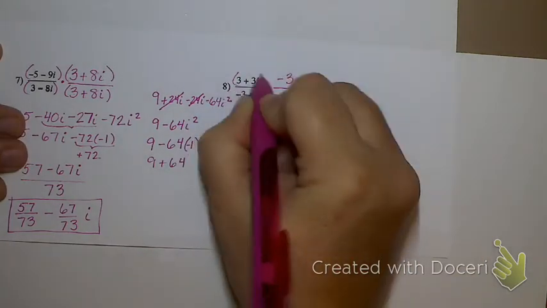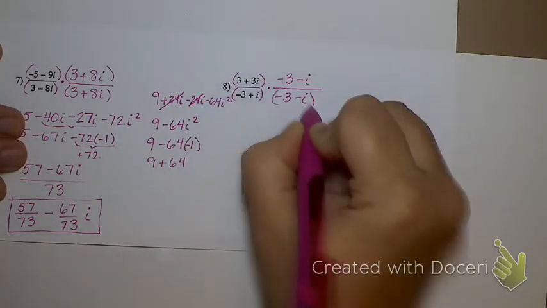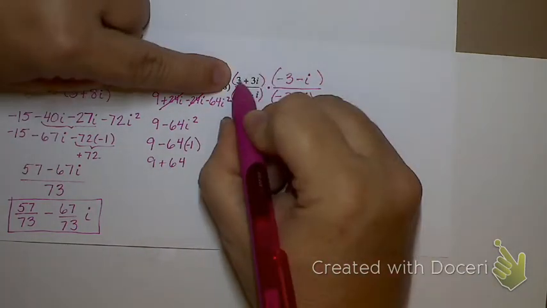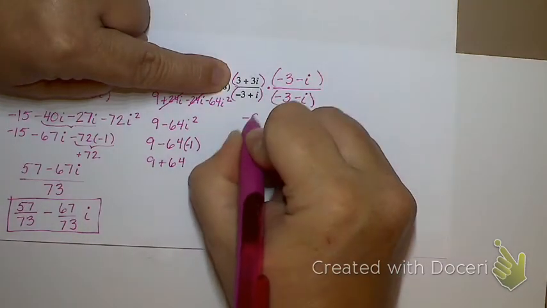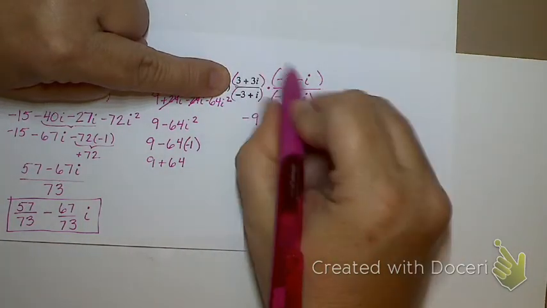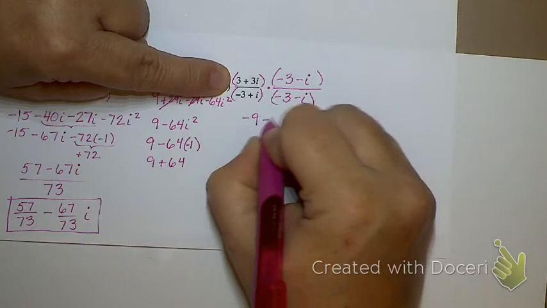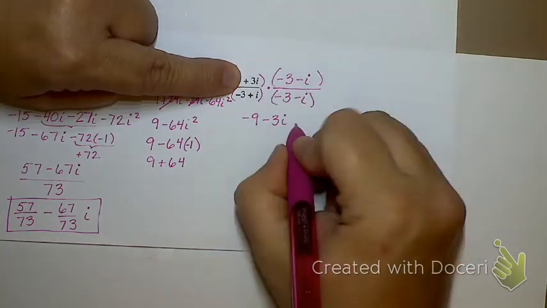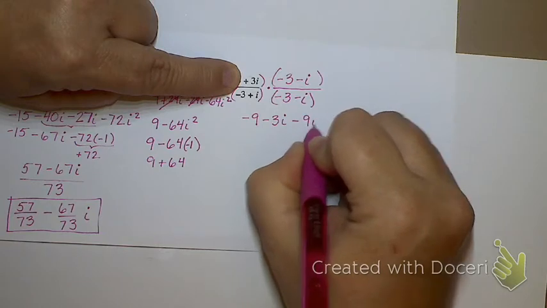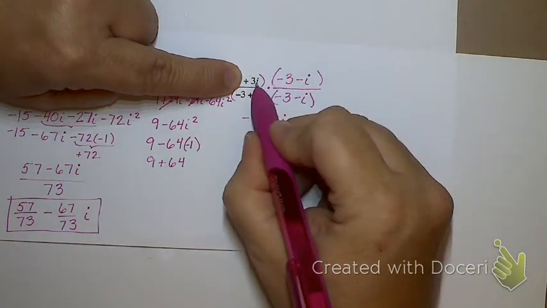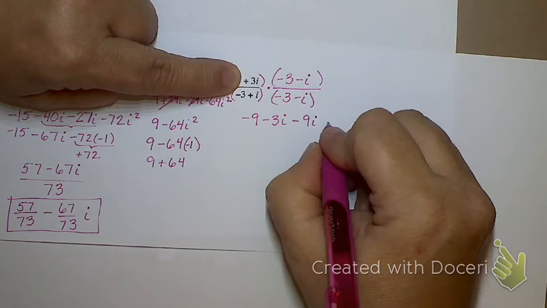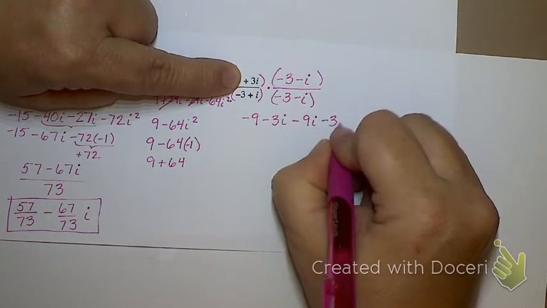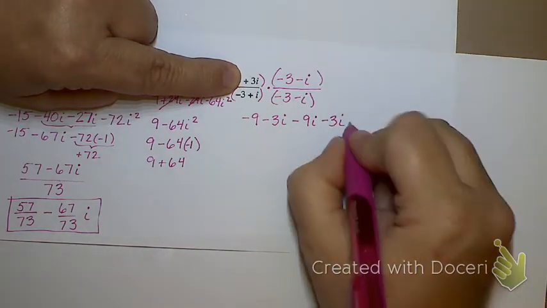So what is my conjugate that I'm multiplying by here? Negative 3 minus i. Remember that first term you do not change the sign of it. Only the middle do you change. Okay, so let's go ahead and do our multiplying here. I'm going to multiply numerators first. 3 times negative 3 is negative 9. 3 times negative i would be negative 3i. 3i times negative 3 would be negative 9i.